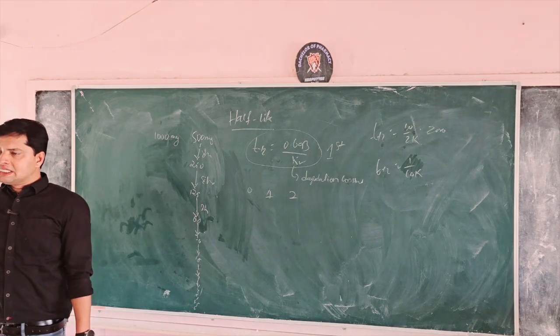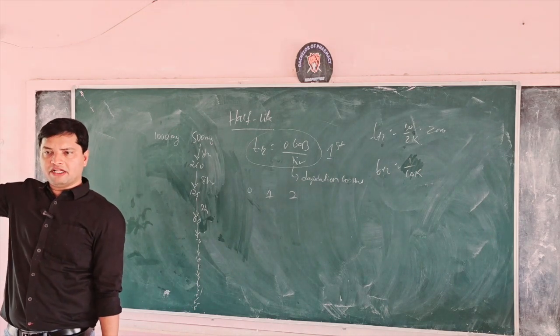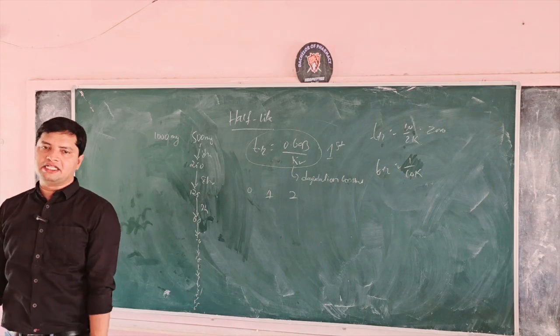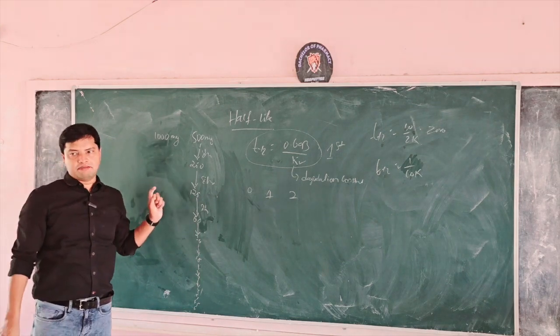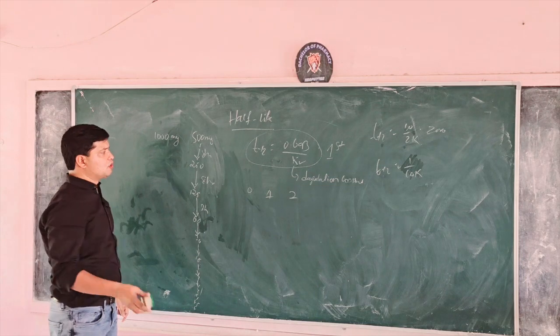That is the reason why, still now, in Hiroshima and Nagasaki, where the bomb was dropped, the radiation is there. Why? This is the reason, because it will degrade very, very slowly.